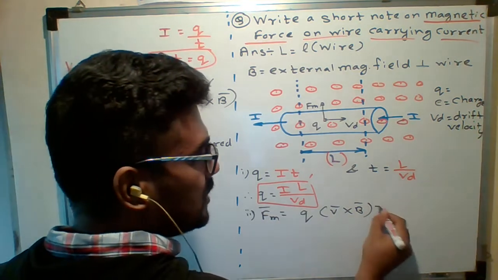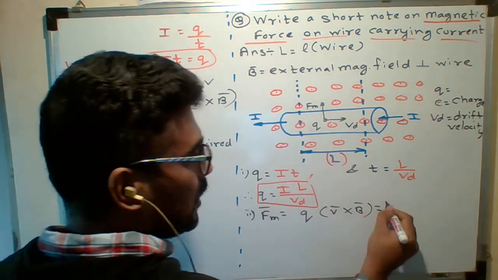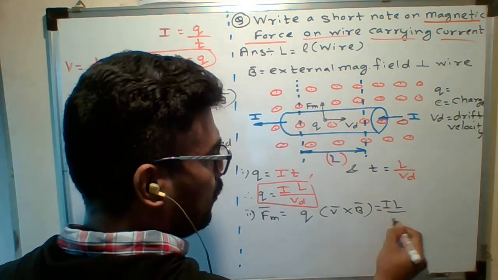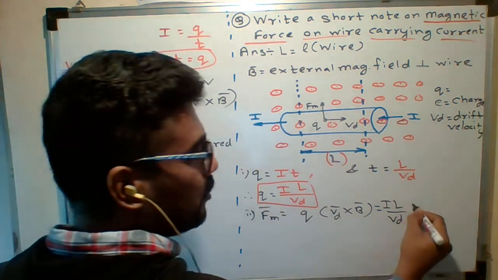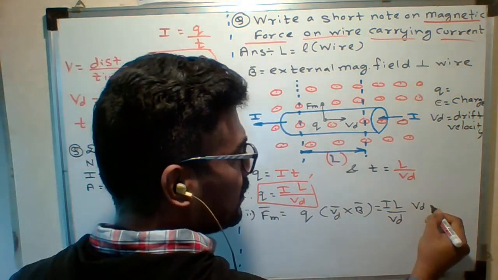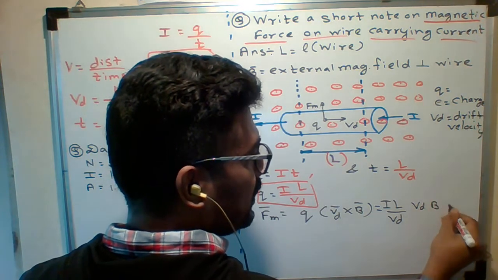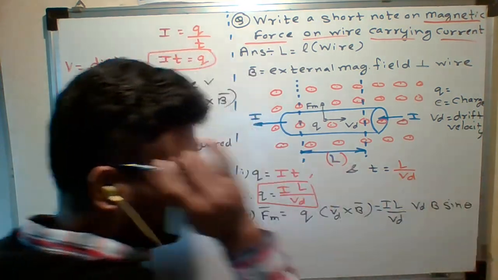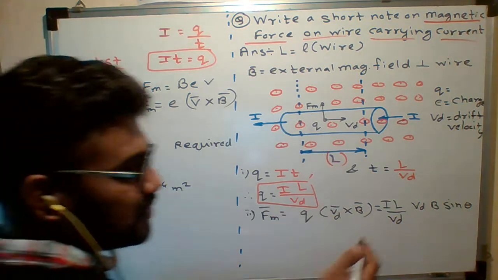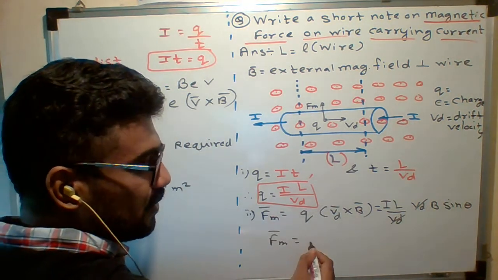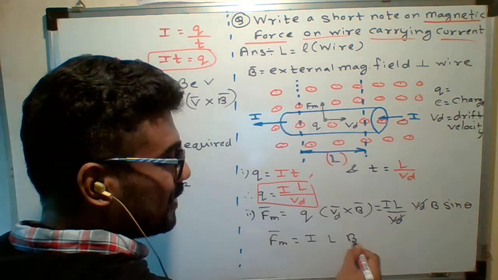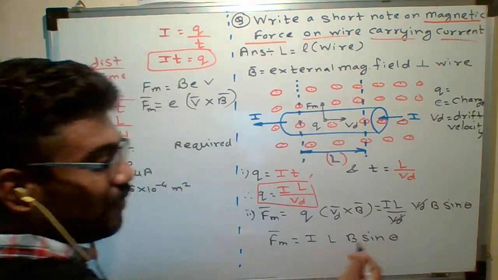Okay, students, now I will put the value of Q. What is Q? I L upon V_d. And V here is V_d. What is the cross product? What is the formula for cross product? V_d B into sin theta, if you remember. So students, you will observe this: V_d gets cancelled. So what is the formula for F_M? I L B sin theta. Last time I told you, I L B sin theta.